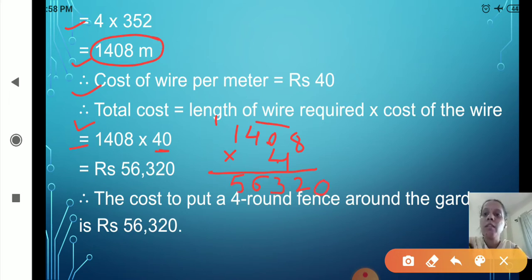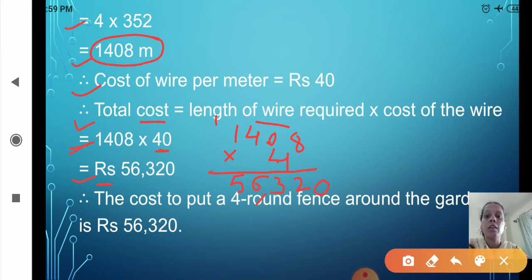So what is the answer? 56,320. So what is the cost of the wire to put 4 round fencing? That is 56,320. You will do this multiplication in your notebook. 1408 multiplied by 40. The answer is 56,320 rupees. Now you will write down the unit, that is rupees, because we have calculated the cost of the wire. So the final statement is: therefore the cost to put a 4 round fence around the garden is rupees 56,320. Hope you are clear with this sum.